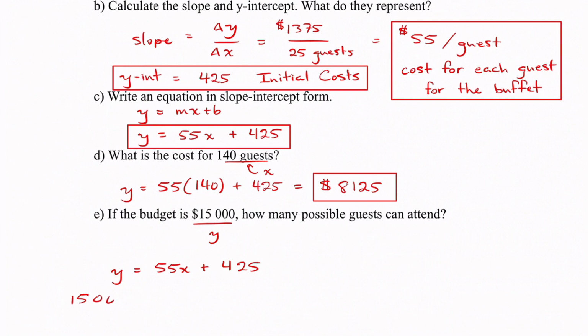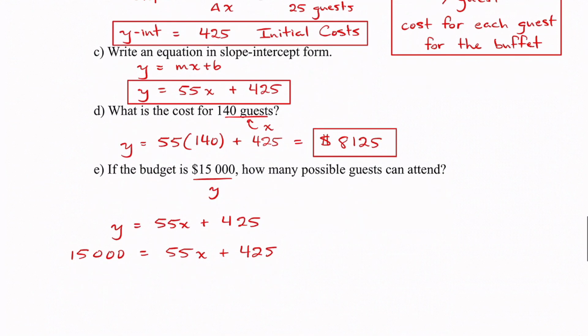So this is 15,000. And then the only thing that we have here to solve for is an x. So we are going to get that x by itself. So first I'm going to subtract 425 from both sides. That will cancel over here. So I just have 55x. On the left, 15,000 subtract 425. That's going to give me 14,575. And then lastly, divide by 55 on both sides to get rid of that 55.